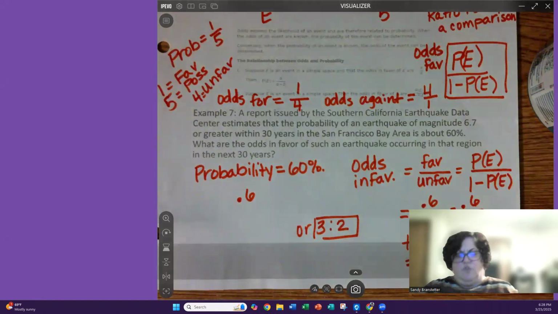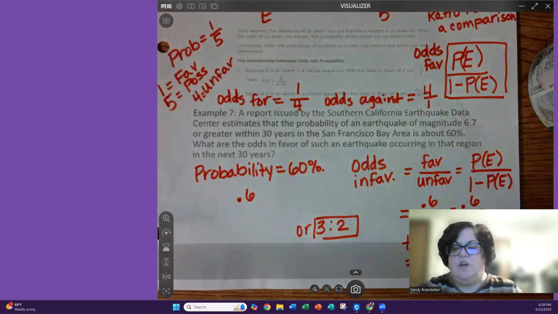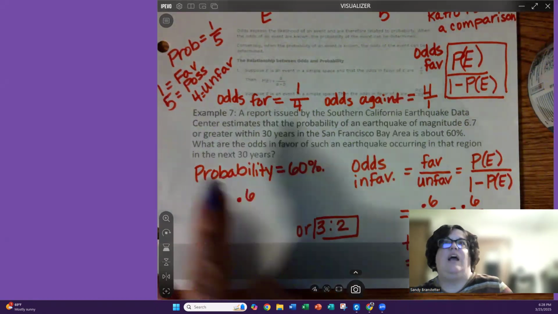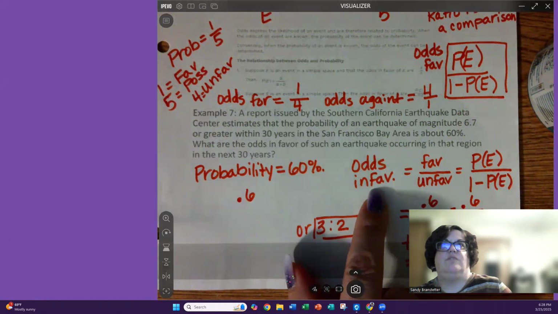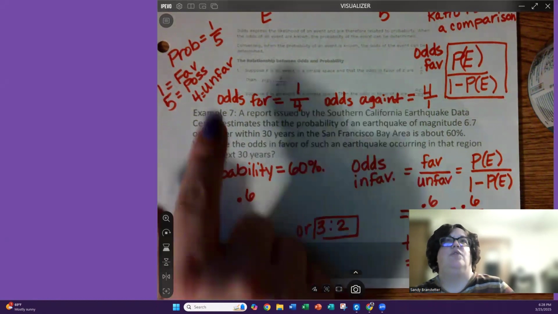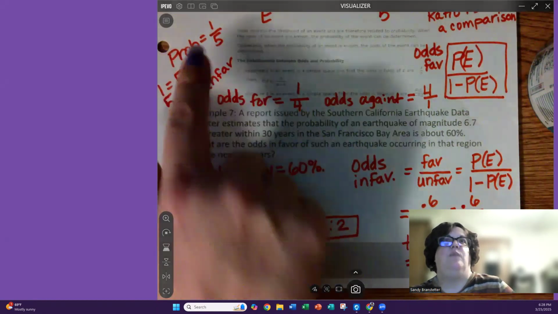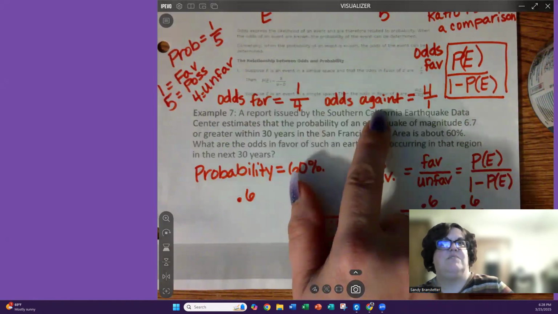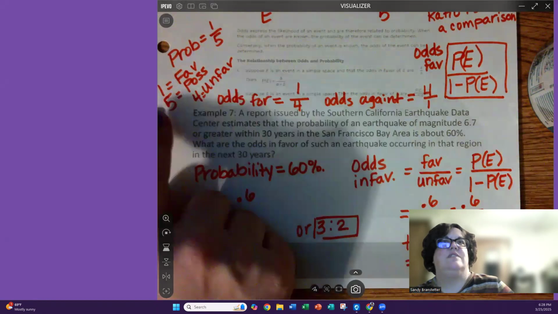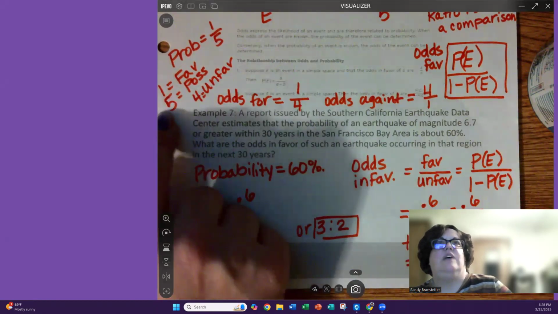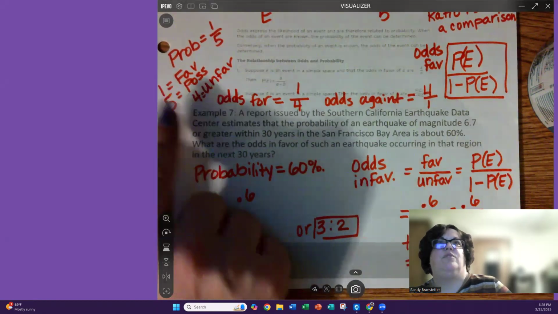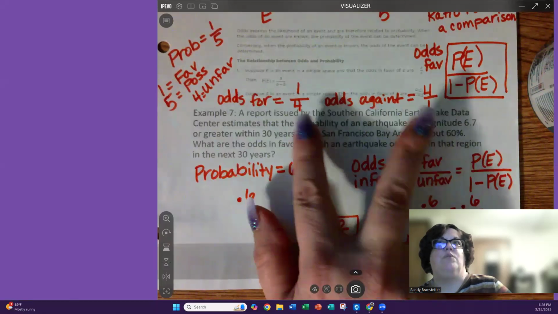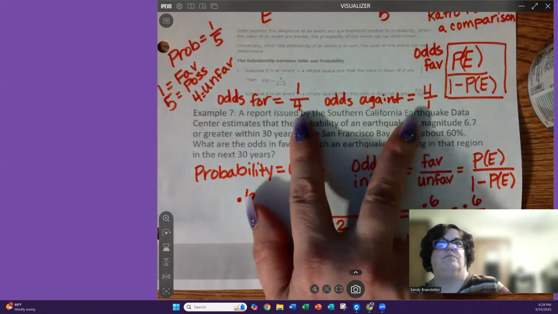So look at that formula, and when we're going to use it is when we are told the probability and we're asked to find odds in favor. When we're told the probability and we want to find odds for something and odds against something, we're going to use the total possible and subtract the number of favorable to find the number of unfavorable. And then we can fill out both of those as well.